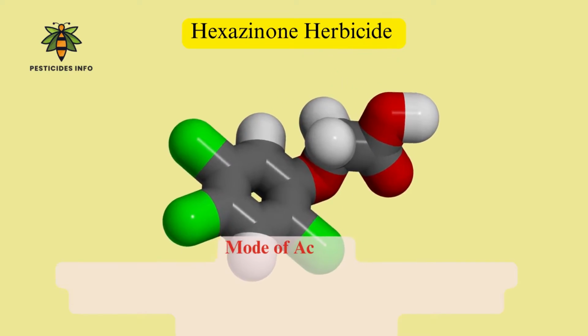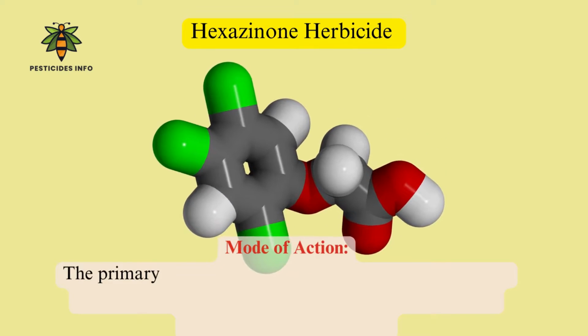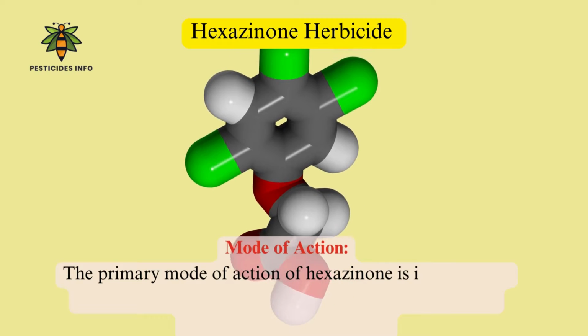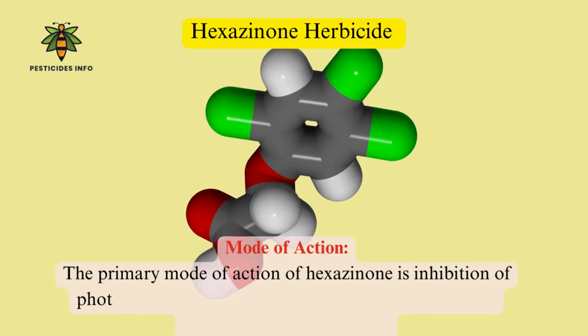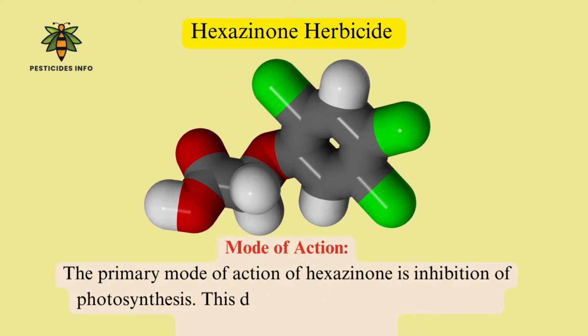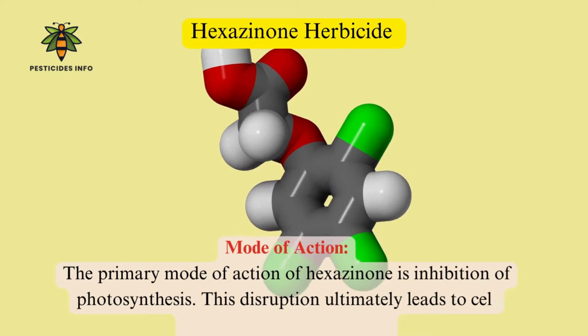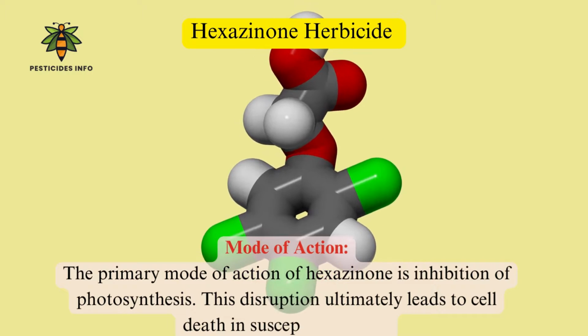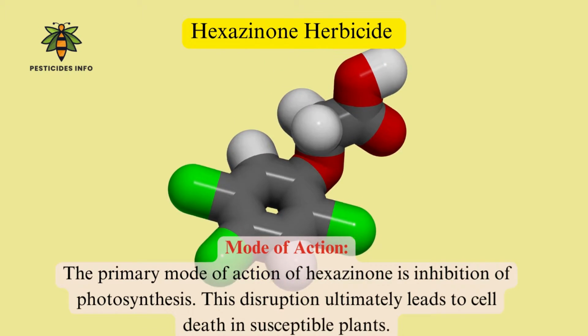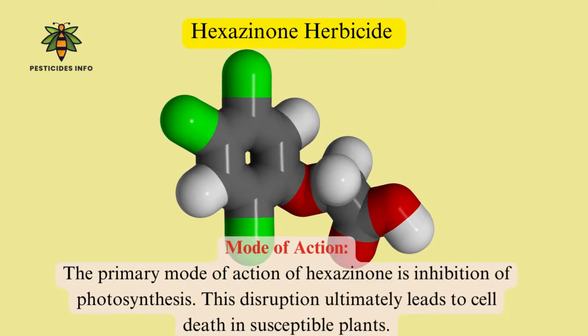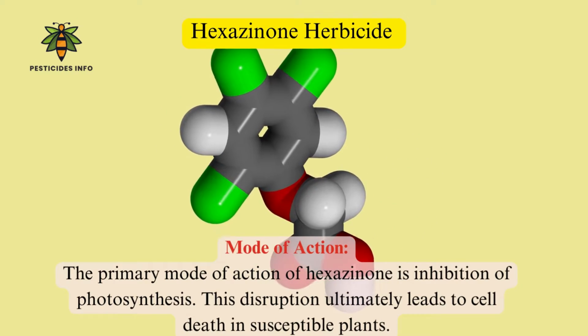Mode of action. The primary mode of action of hexazinone is inhibition of photosynthesis. Specifically, it interferes with the photosynthetic electron transport chain in plants by blocking the activity of Photosystem II, PSII, which is essential for the conversion of light energy into chemical energy during photosynthesis. This disruption ultimately leads to cell death in susceptible plants.